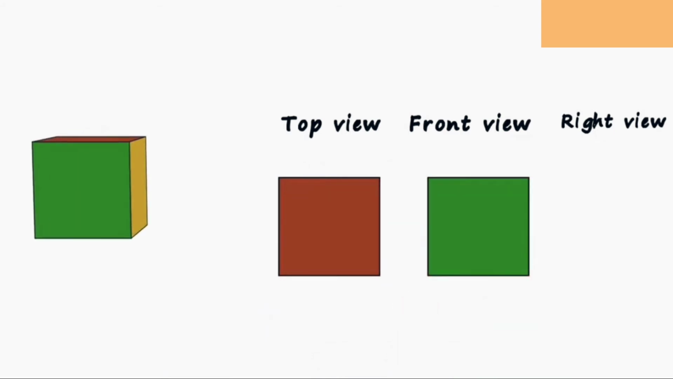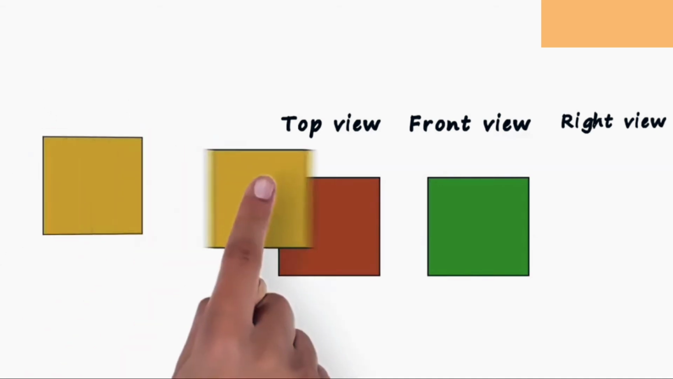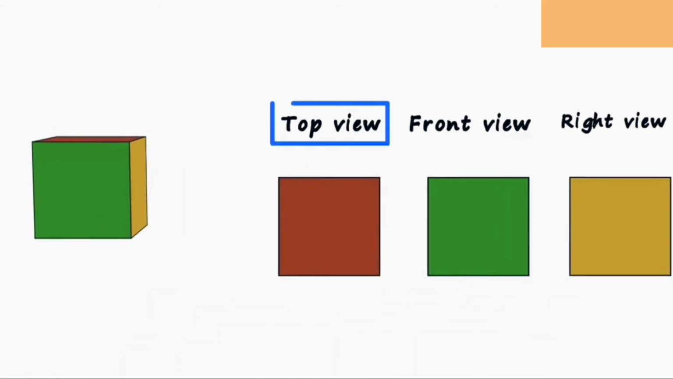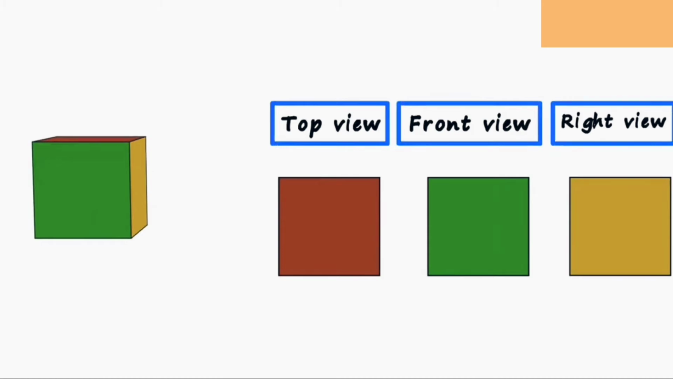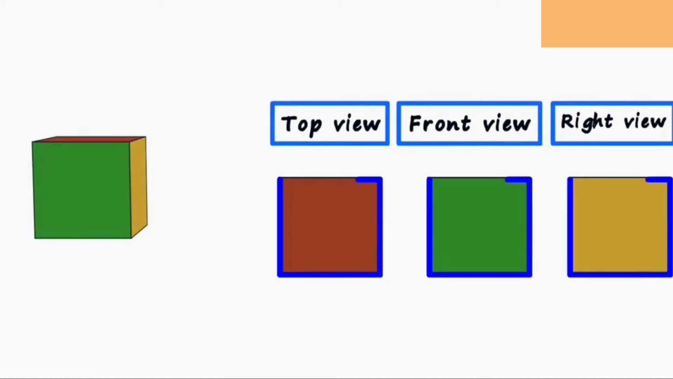And how would it look if we view it from this side? A square again. Whether we look at it from the top view or the front view or the right view of the cube, we will always see a square.